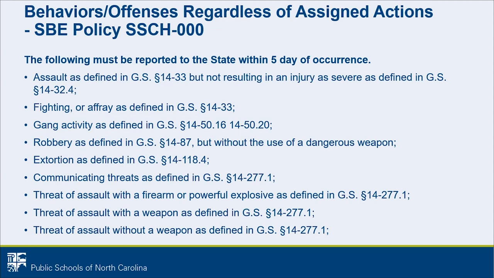Along with the 16 reportable offenses, the following must be submitted to the state within 5 days of the occurrence. Assault as defined in general statute, the statute numbers listed in the slide, but not resulting in an injury or as severe. Fighting or a fray, again as defined in statute. Gang activity, robbery, extortion, communicating threats, threat of assault with a firearm or powerful explosive, threat of assault with a weapon, threat of assault without a weapon.